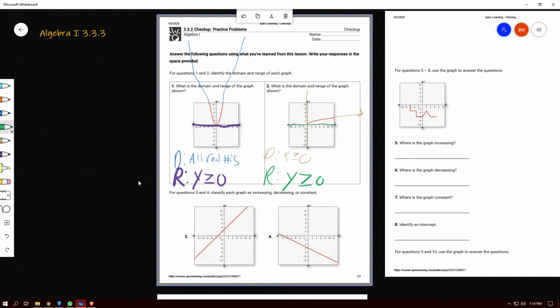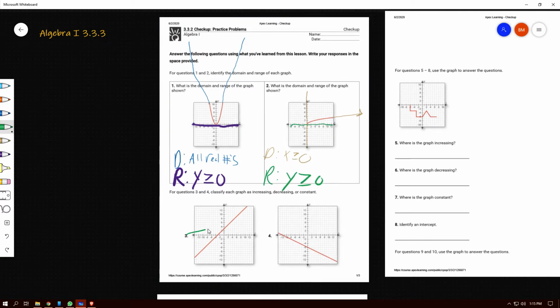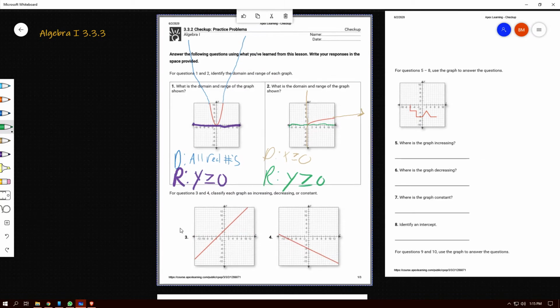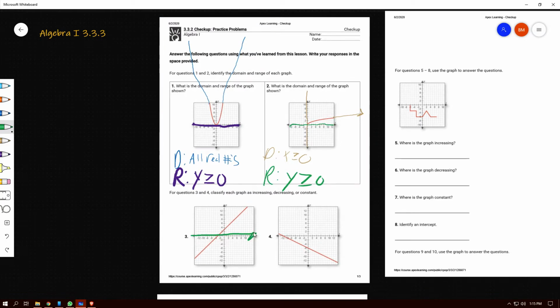Questions 3 and 4. Classify each graph as increasing, decreasing, or constant. Well, we read everything like we read a book, and we read a book from left to right. So when we read a book from left to right, it's from here to there. And as I go from left to right, what is this red line doing? Well, it is increasing. It's going up. So as I go from left to right, the red line is continuing to go up. So this is an increasing graph.